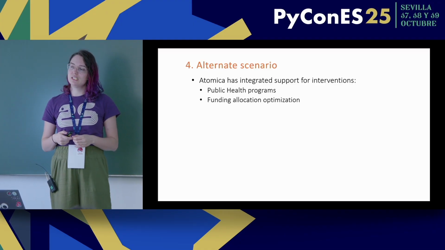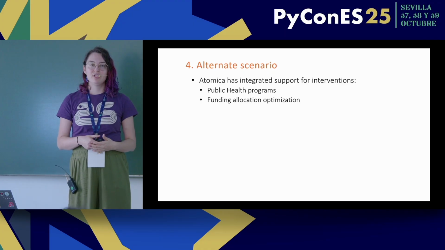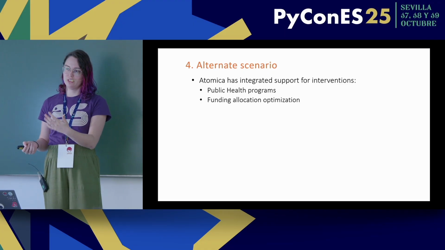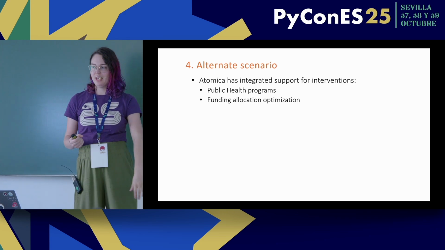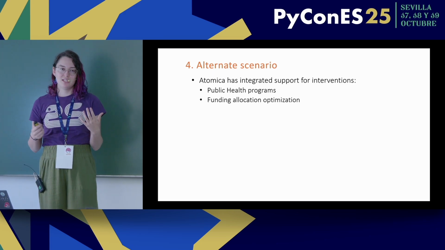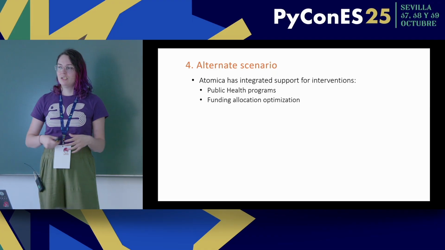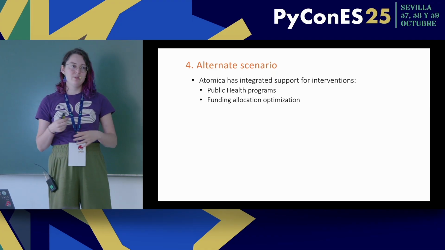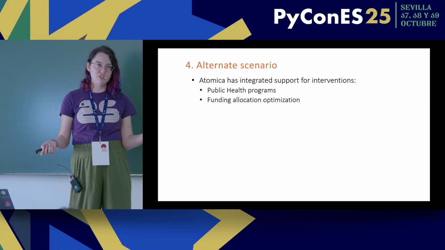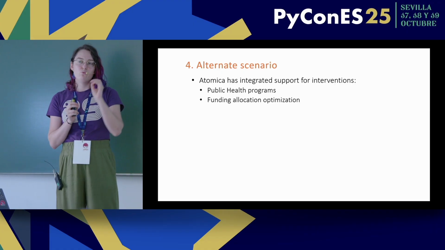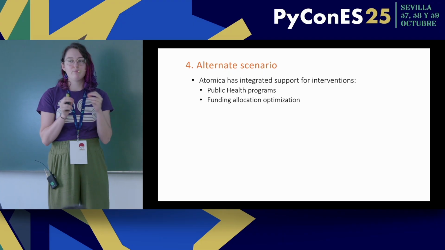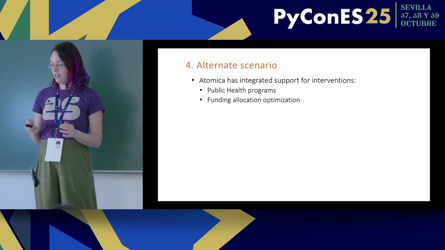So here we can see that in Atomica, we have integrated support for a whole series of things, including interventions. This means public health programs, changing funding levels, and even optimizing funding. As I was saying, we can do a routine where we give Atomica a list of different possible interventions, and it will choose not only which interventions to implement, but in which percentages, which percentage of our budget we should dedicate to each one.